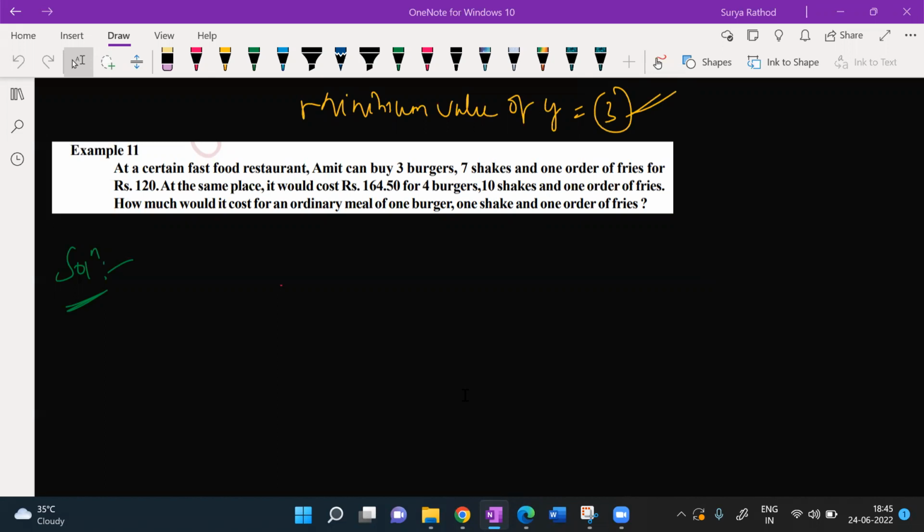How much would it be costing for an ordinary meal of one burger, one shake, and one order of fries? Sir, very simple. Like 31 rupees, sir. Take an equation and solve it. Okay.